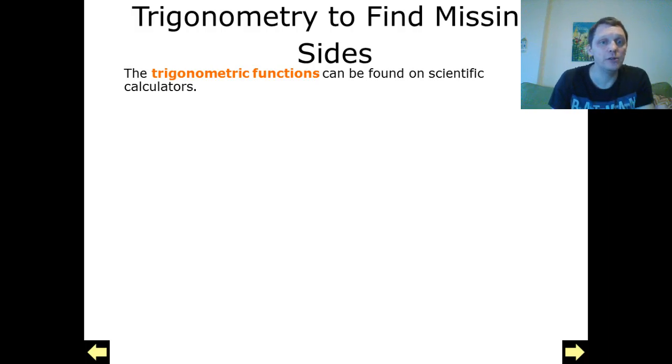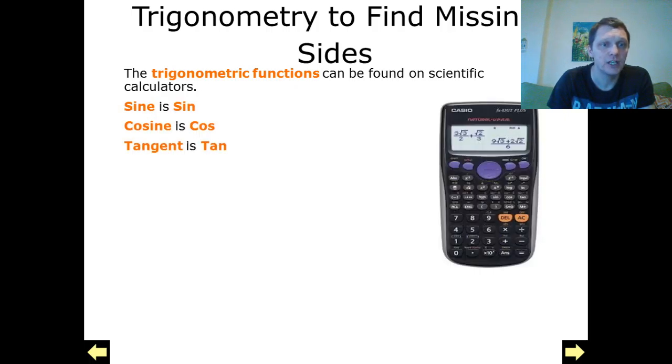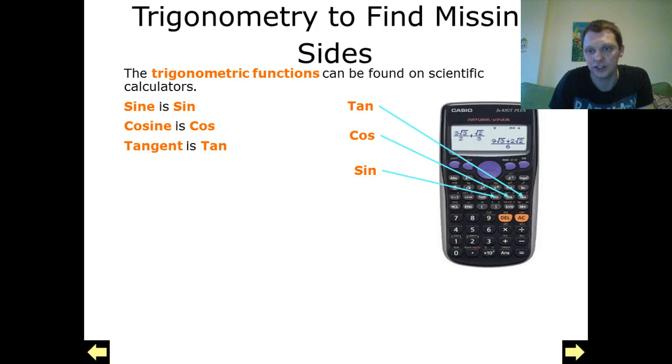Now we are going to be using trigonometric functions which are on our scientific calculators. So key things to remember: sine is sin on our calculator, cosine is cos, tangent is tan. Now these can be found. Here I've got a Casio calculator. Sine is just this button here, cos is our button here, and tangent is our button just here.